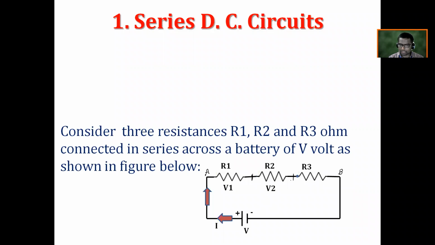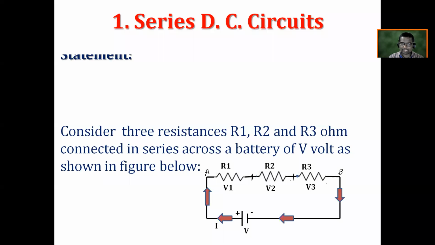So when the current flows through R2, the same amount of current also flows through R3. And when current flows through R3, definitely a voltage is developed across R3, and then it comes to point B and returns towards the negative terminal of the battery. Are you clear how the series circuit works? Yes or no?